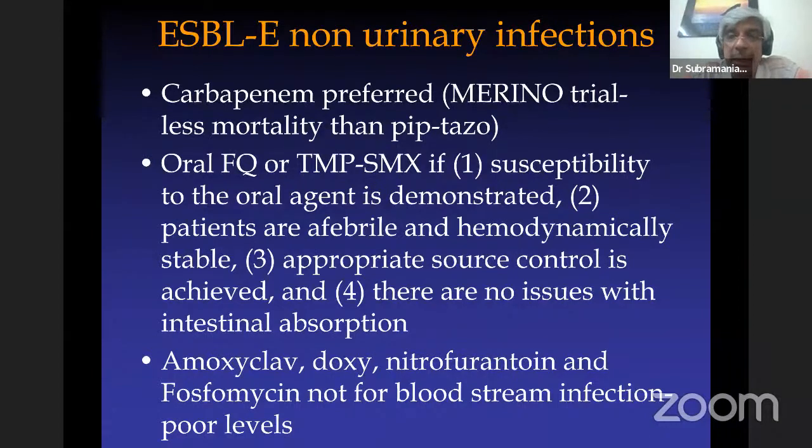2, the patient is feeling better and the numbers are better. 3, there is no obstruction or abscess and things like that. And 4, the person can tolerate orally and GI absorption doesn't seem to be a challenge. So the patient is better clinically.